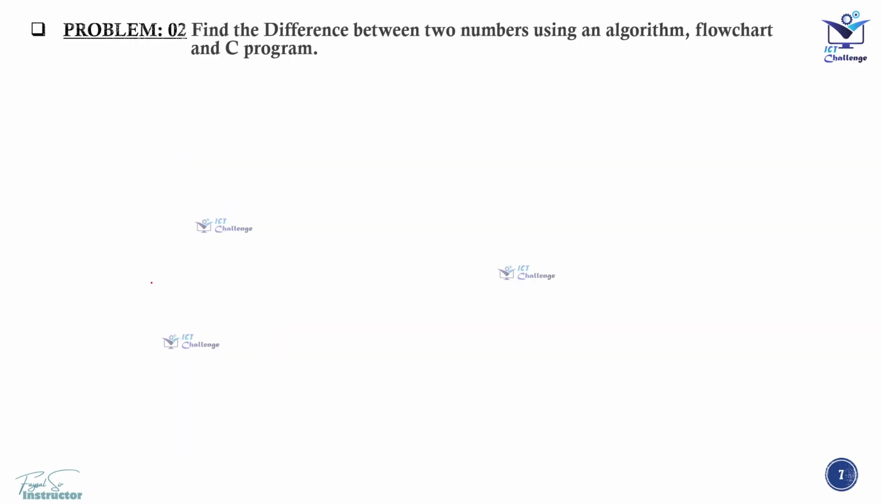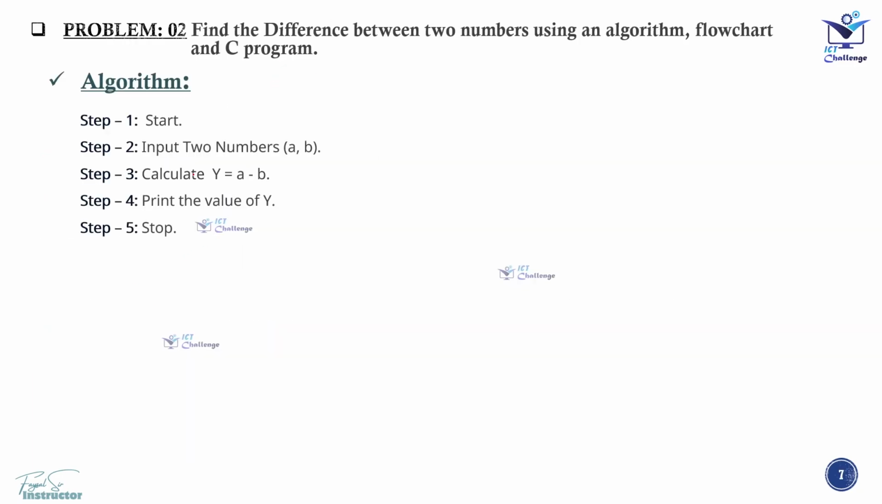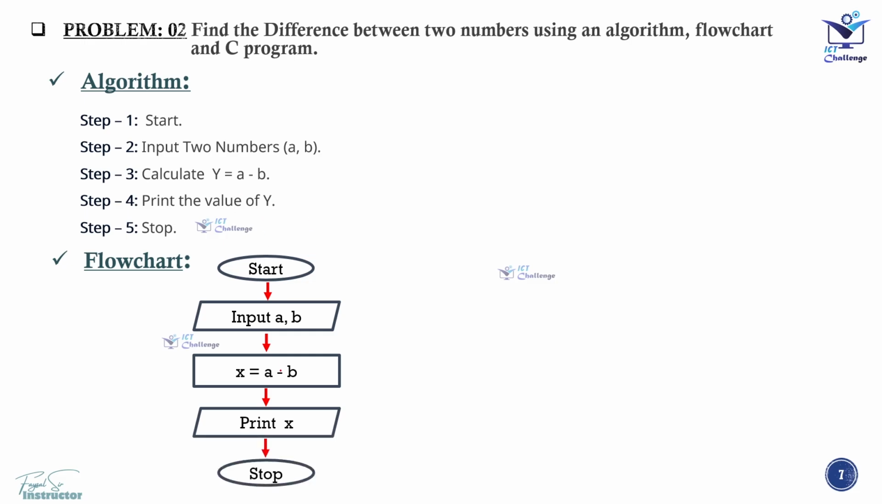So now problem number 2, that means find the difference, which was our previous lecture, you already know about that. So here input a, b, it should be x. Here it would be x. So input a, b, x is equal to a minus b, print x.